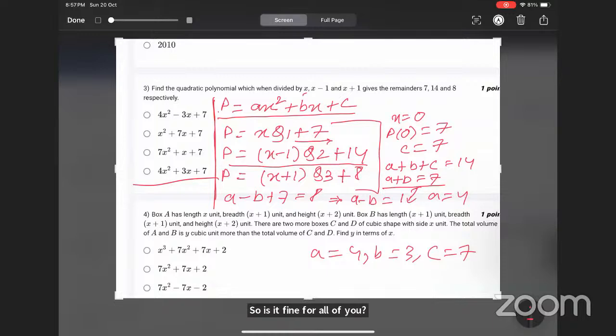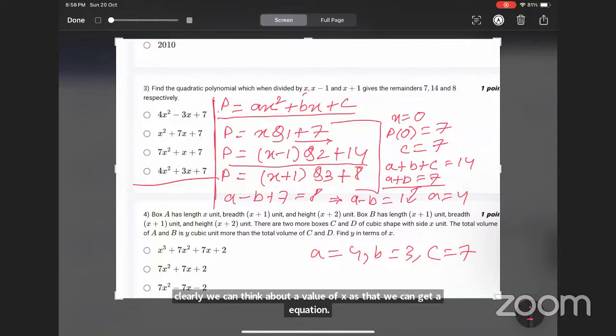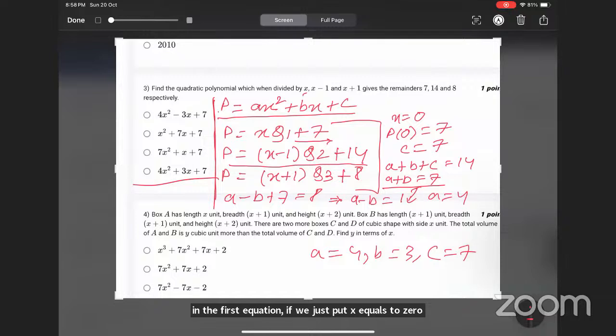Ma'am, will you explain it once again, the last step, like x equals 0? Okay. So we have these three equations, right? And now our aim is that we need to calculate the value of A, B, and C from these three equations. This equation is true for all the values of x in the domain. So if we put some particular value of x, then also it will hold, right? So cleverly we can think about a value of x such that we can get an equation. In the first equation, if we just put x equals 0, then we will directly get the value of C, right?